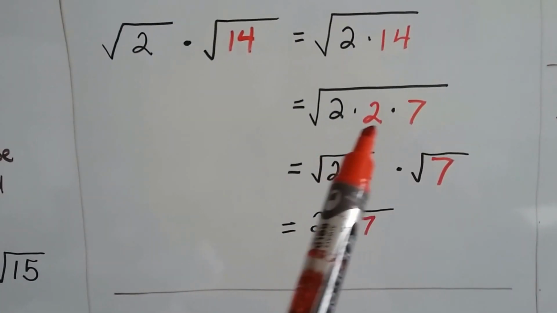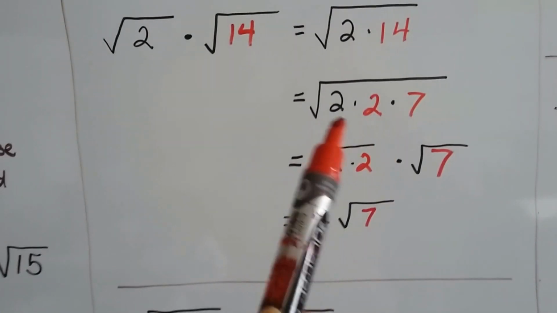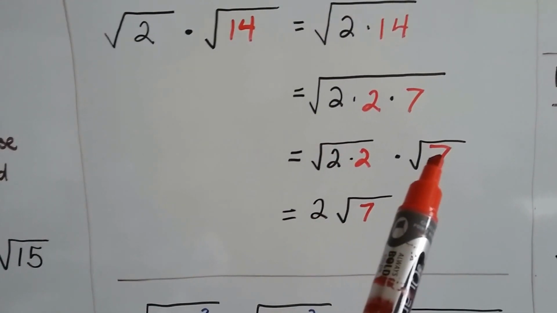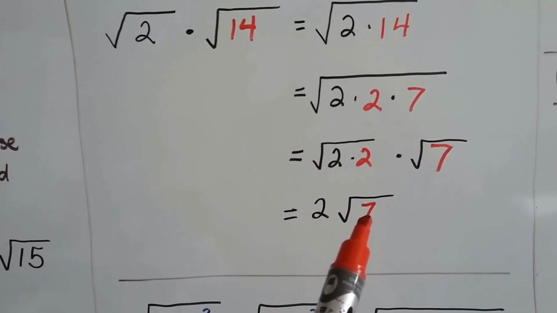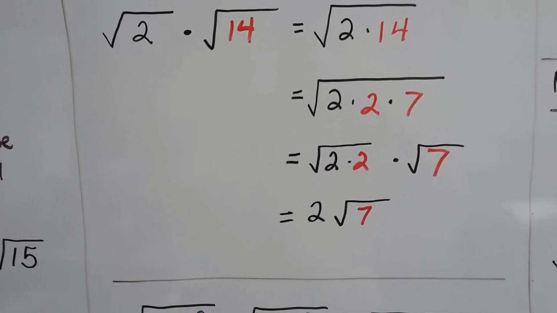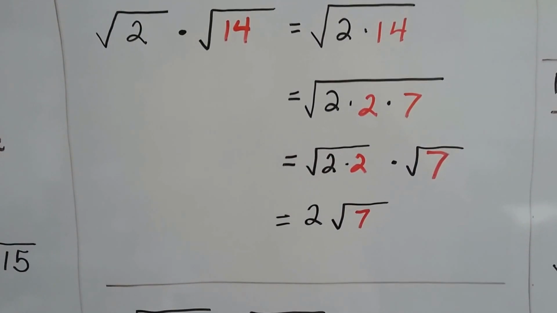Then, because we have a pair right here, we take one of the pair and put it out in front, and we take the 7, and because it's not a perfect square, it stays inside the square root sign, see? Under the radical sign. See how I did that?